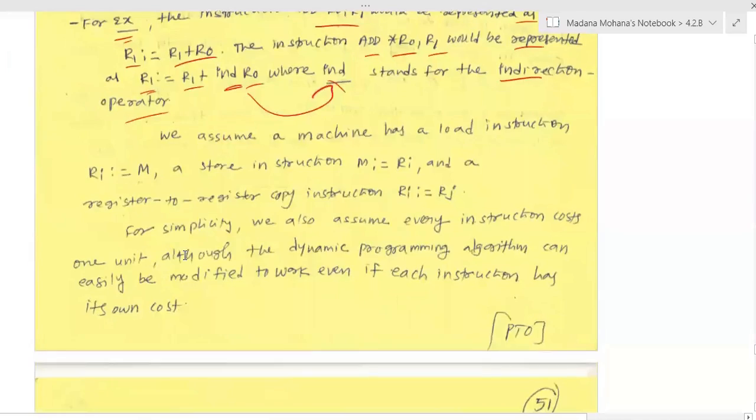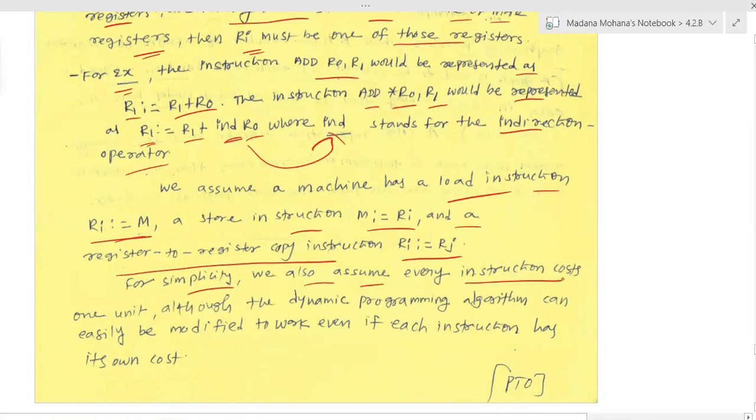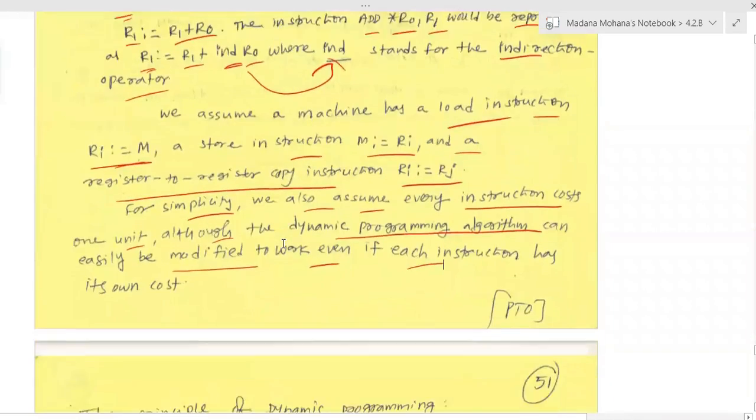Now we assume a machine has a load instruction that can be written as Ri equal to M, a store instruction that can be defined as M equal to Ri, and a register to register copy instruction Ri equal to Rj. So these we will use. Then our 3 address code will be related to any of these sequences. For simplicity, we also assume every instruction costs 1 unit, although the dynamic programming algorithm can easily be modified to work even if each instruction has its own cost.